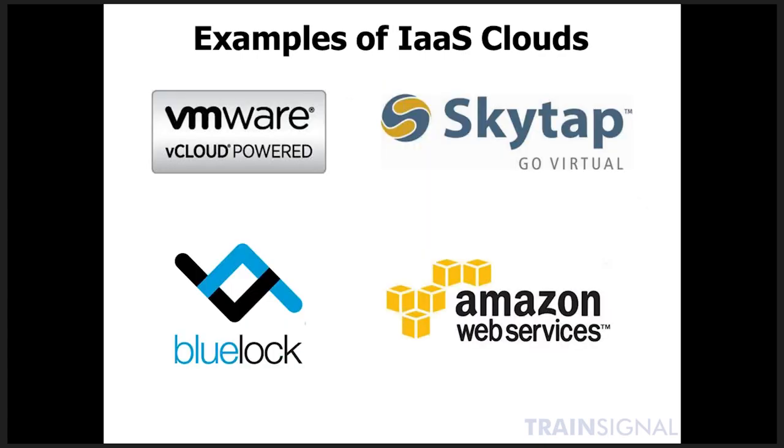All right, so here's some examples of infrastructure cloud providers. Of course, VMware has what they call vCloud powered. VMware doesn't actually have their own infrastructure cloud, but they have many cloud providers, in fact, approximately 10 or so data center cloud providers, and BlueLock is one of those. Just an example of one that I've used, Jake Robinson, who creates video training for TrainSignal, he works for BlueLock.